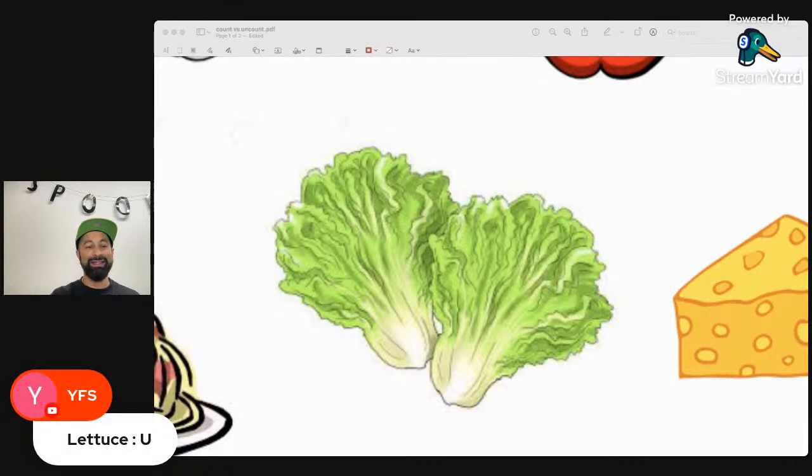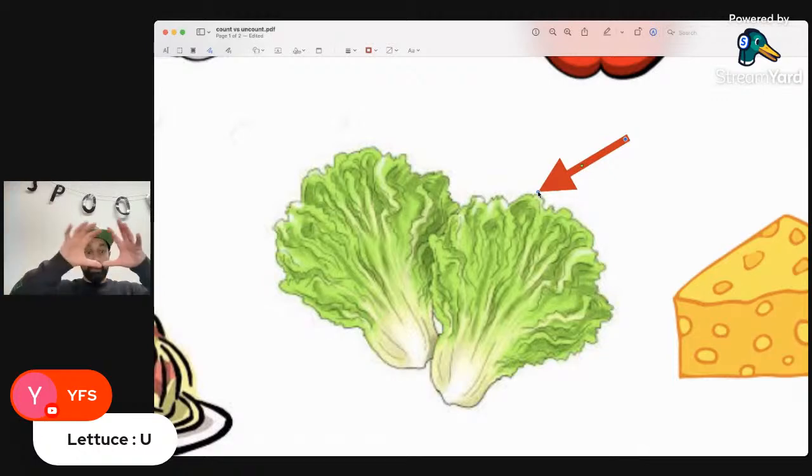Okay, so we've got lettuce. Lettuce, very good. And YFS, you think lettuce is uncountable. All right, again, I want you to think lettuce is in your hand. Let's imagine that this is in your hand. This lettuce that you see on the screen right now. You got leaves of lettuce here, right?